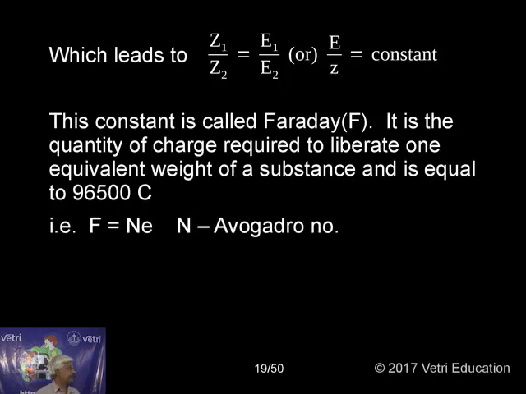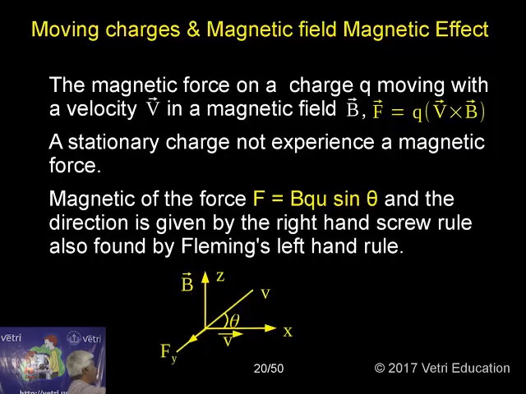That is, F is equal to N into E. 1 Faraday is equal to capital N into E. Capital N is called the Avogadro number, 6.022 into 10 to the power 23, into E, the charge of an electron, 1.6 into 10 to the power minus 19. So this gives 96,500. That may be asked sometime.